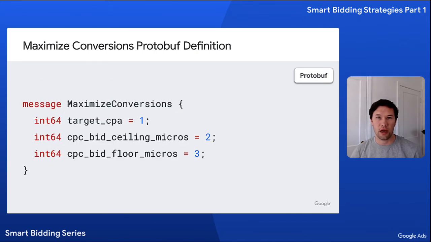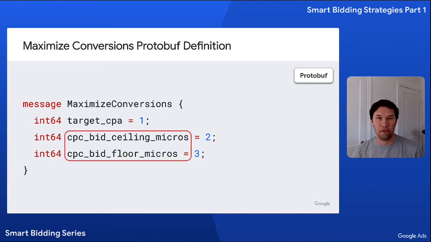MaximizeConversions bidding strategy type has 3 subfields that can be used to customize its behavior: target CPA, or target cost per action, CPA bid ceiling micros, and CPC bid floor micros, where CPC stands for cost per click. The target CPA field lets you specify the average amount you'd like to spend per action, where an action is a conversion action, like an online form fill, a store visit, a call, etc.